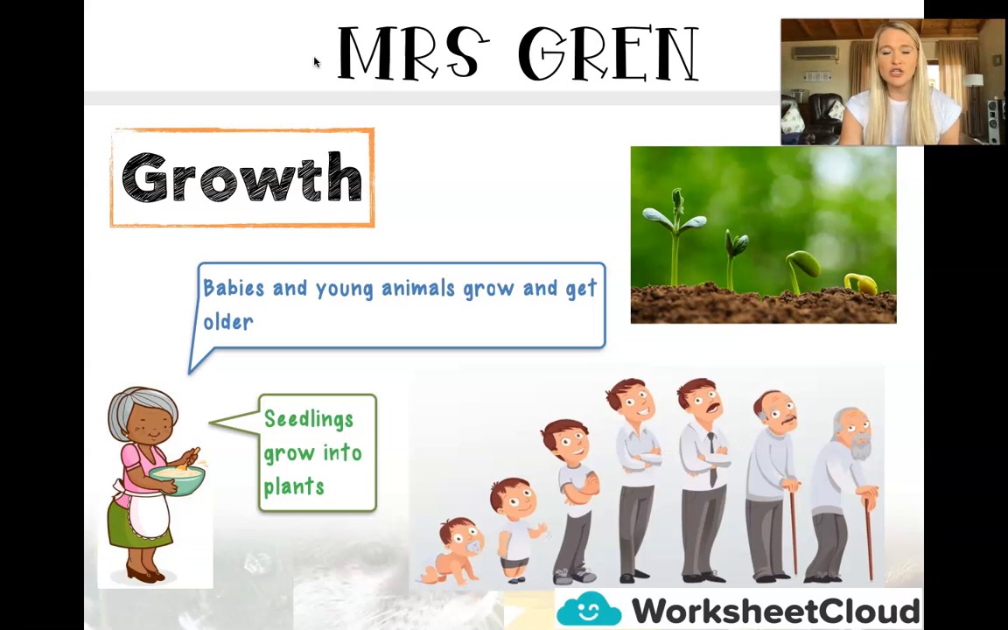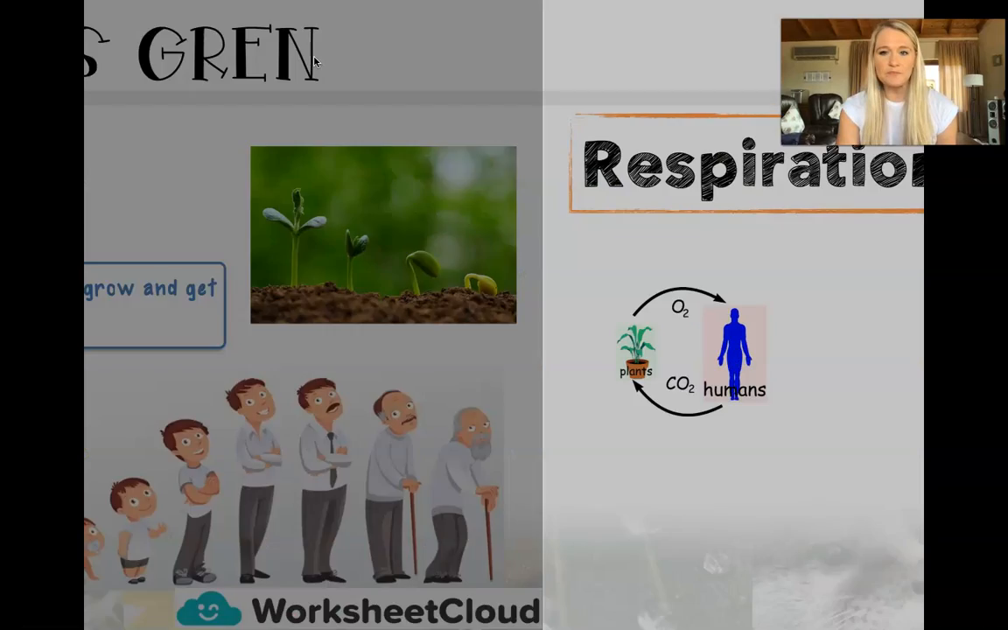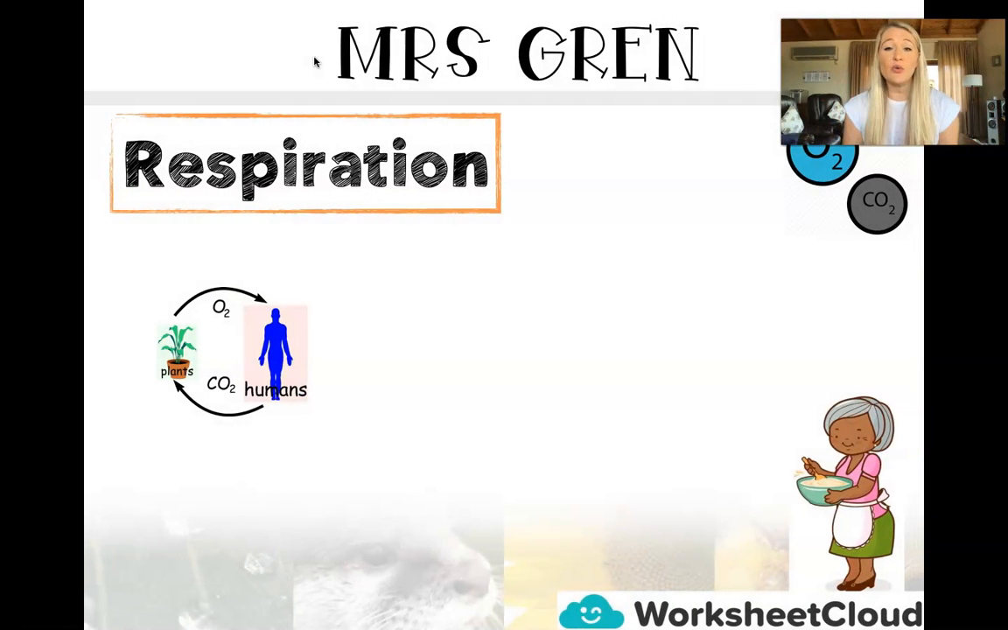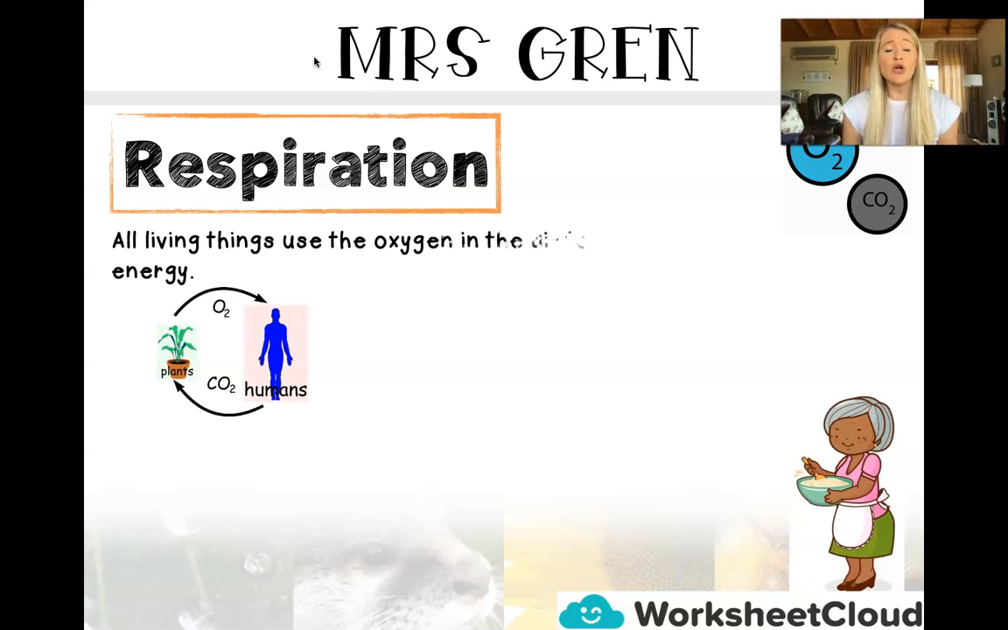Okay, moving on, looking at our second R. All living organisms have to be able to respire, and respiration has to take place. Now, what on earth does respiration mean? Either you have heard this word before or you've never heard this word in your life before. All living things have to use oxygen in the air to convert food into energy.